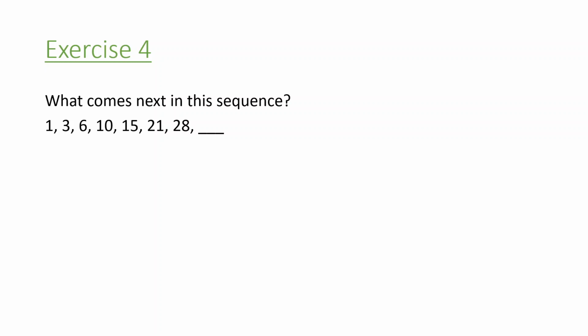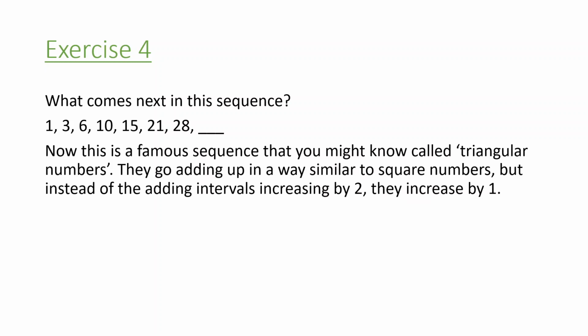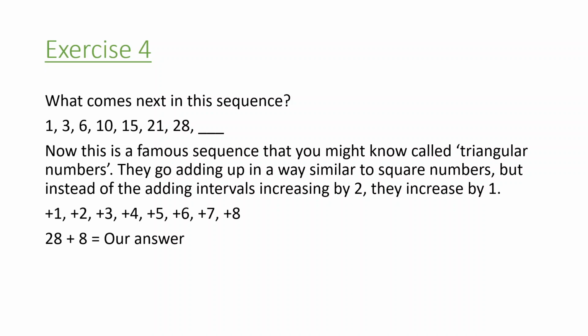But this is a famous sequence that you've probably heard of. Chances are you know the triangle numbers, triangular numbers, however you want to call it. They go up adding in a way similar to square numbers, where they go 1, 3, 5, 7, 9. But instead they go 1, 2, 3, 4, 5. So it's only increasing by 1. Plus 1, plus 2, plus 3, plus 4, plus 5, plus 6, plus 7, is 28. So 28 plus 8 is our answer, 36.